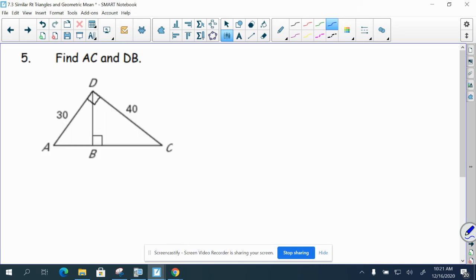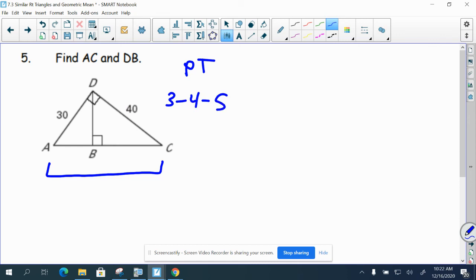All right, one more here. Find AC and DB. To find AC, that is the whole hypotenuse. So think for a minute. Do we need to use one of the geometric mean theorems in order to solve for AC? The answer is no. You can just use Pythagorean theorem, or if you know a little bit about the Pythagorean triples, the 3, 4, 5 triangle.